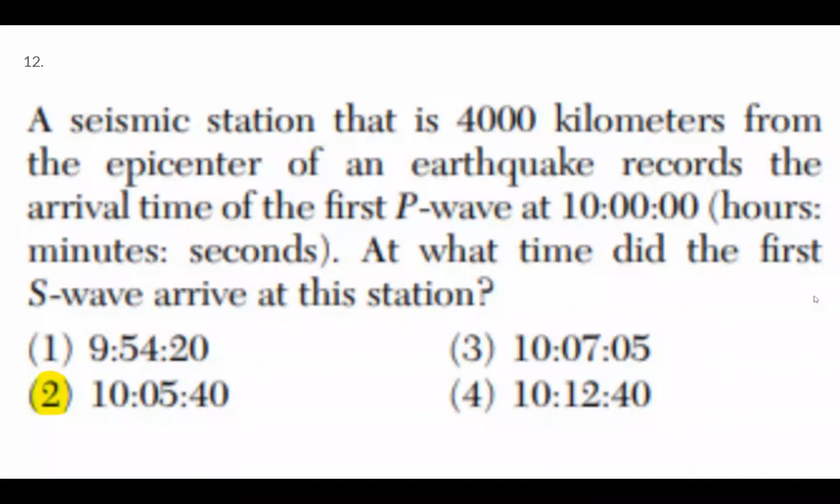Hey guys, so this is part two of the Regents Review multiple choice questions. So, number 12 states a seismic station that is 4,000 kilometers from the epicenter of an earthquake records the arrival time of the first P wave at 10 hours, 0 minutes, 0 seconds. At what time did the first S wave arrive at the station?